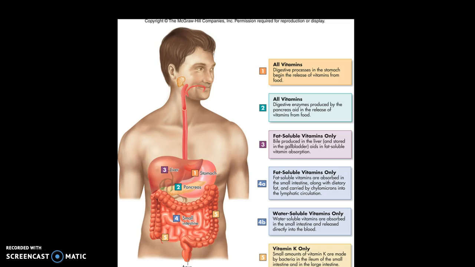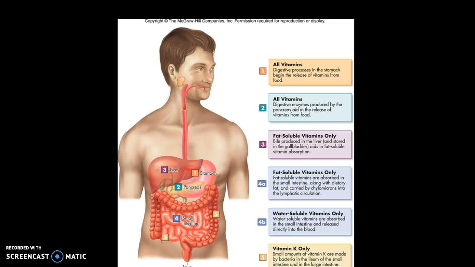Fat-soluble vitamins are absorbed with fat, and they're going to be incorporated into the chylomicron and distributed through the lymph. Whereas water-soluble vitamins are absorbed in the small intestine and released directly into the blood. Small amounts of vitamin K are made in the ileum, which is the lowest part of the small intestine. Remember, it goes duodenum and jejunum and then ileum. And that vitamin K that's made there can be absorbed as well.